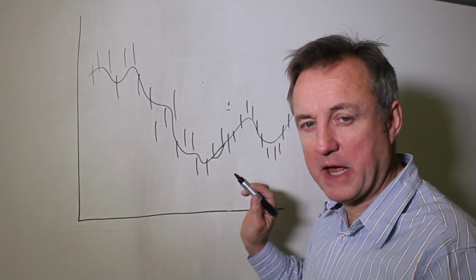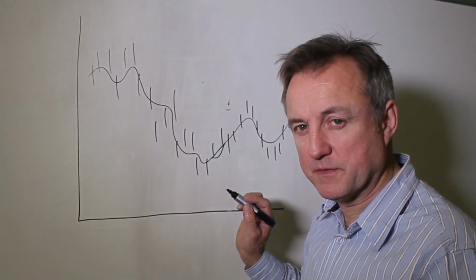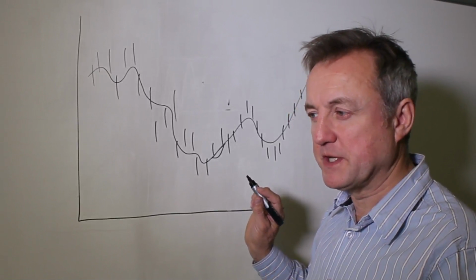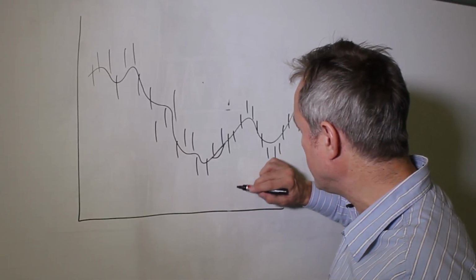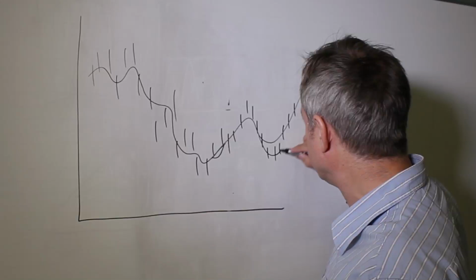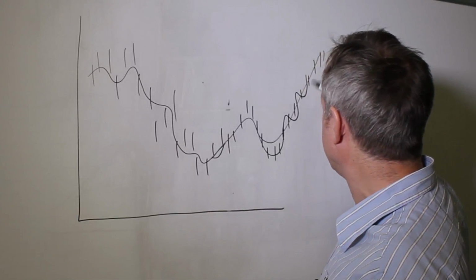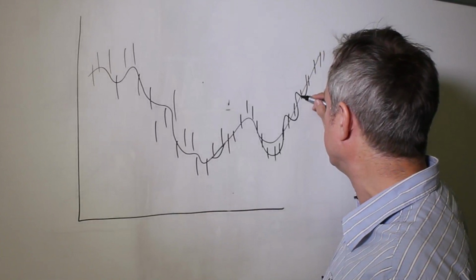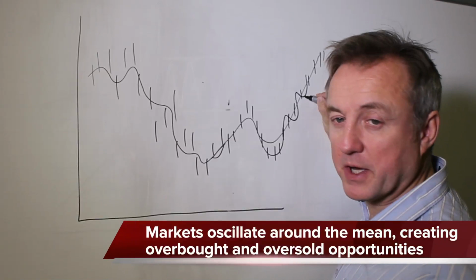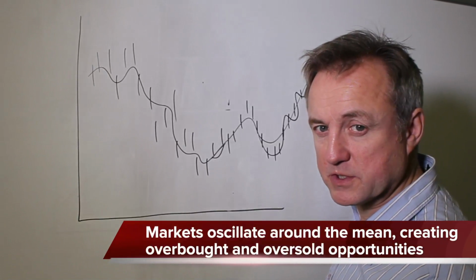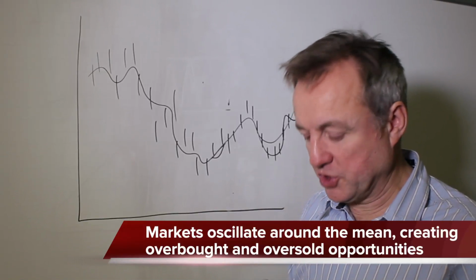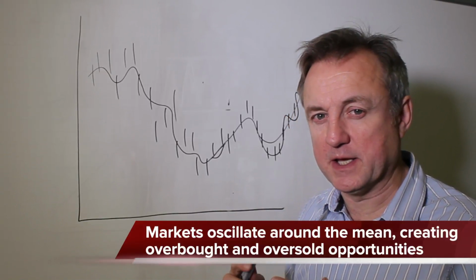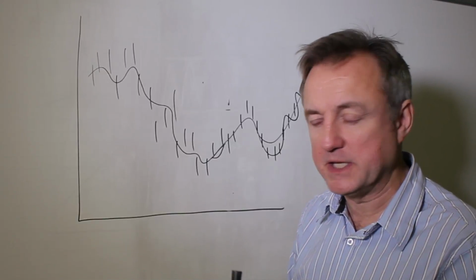This quality of averages and the idea of overbought, oversold is best represented by the idea of mean reversion, reverting to the mean. So the markets oscillate around the mean. And the idea is that you sell an overbought situation and buy an oversold situation. Once you've grasped the idea of mean reversion, there are lots of sophisticated statistical ways of dealing with that.